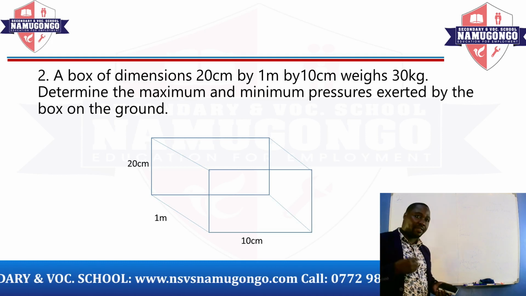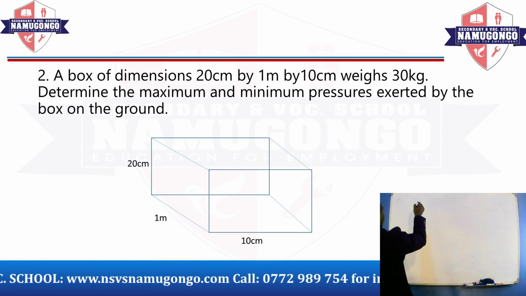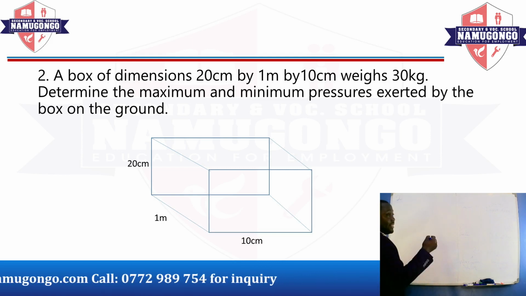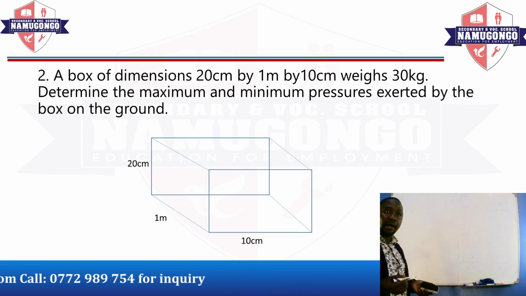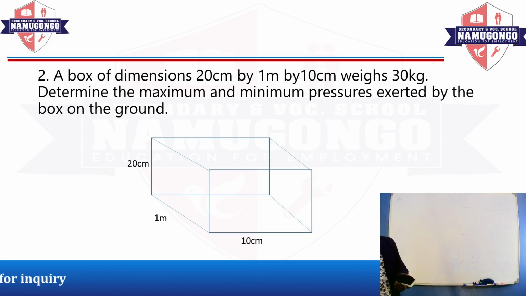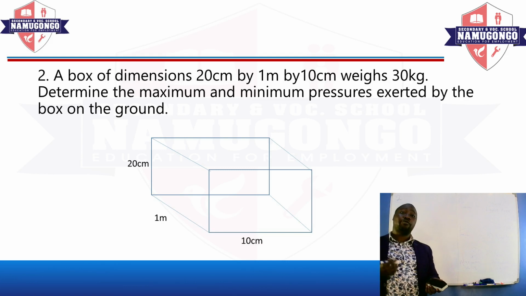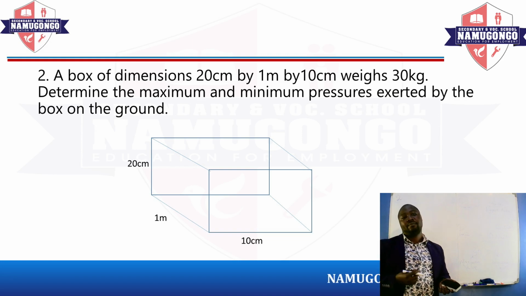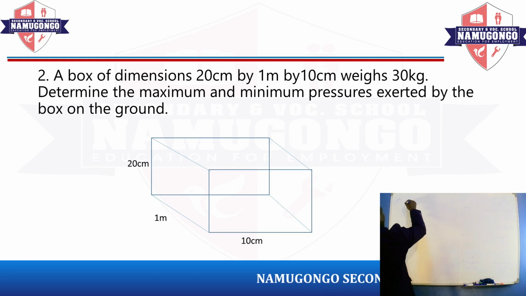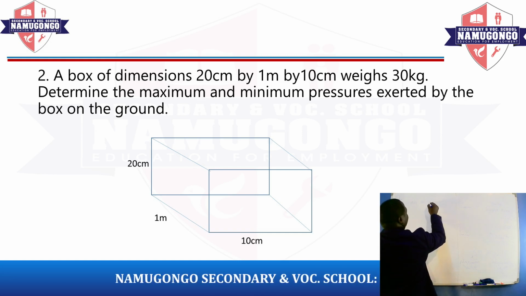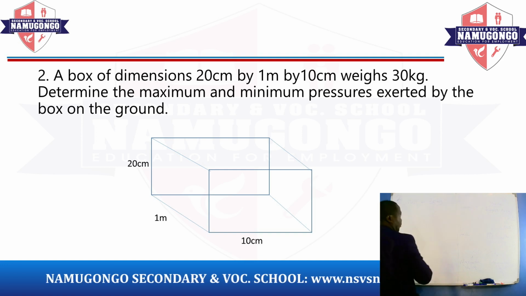Now here there's some little trick here. We have a box, and they have said it weighs 30 kilograms. Now remember, in physics we work in SI units. Now the SI unit of weight or force is not a kilogram, meaning that here they have given you the mass of the box. So we have the mass. Now the mass of the box is 30 kgs.